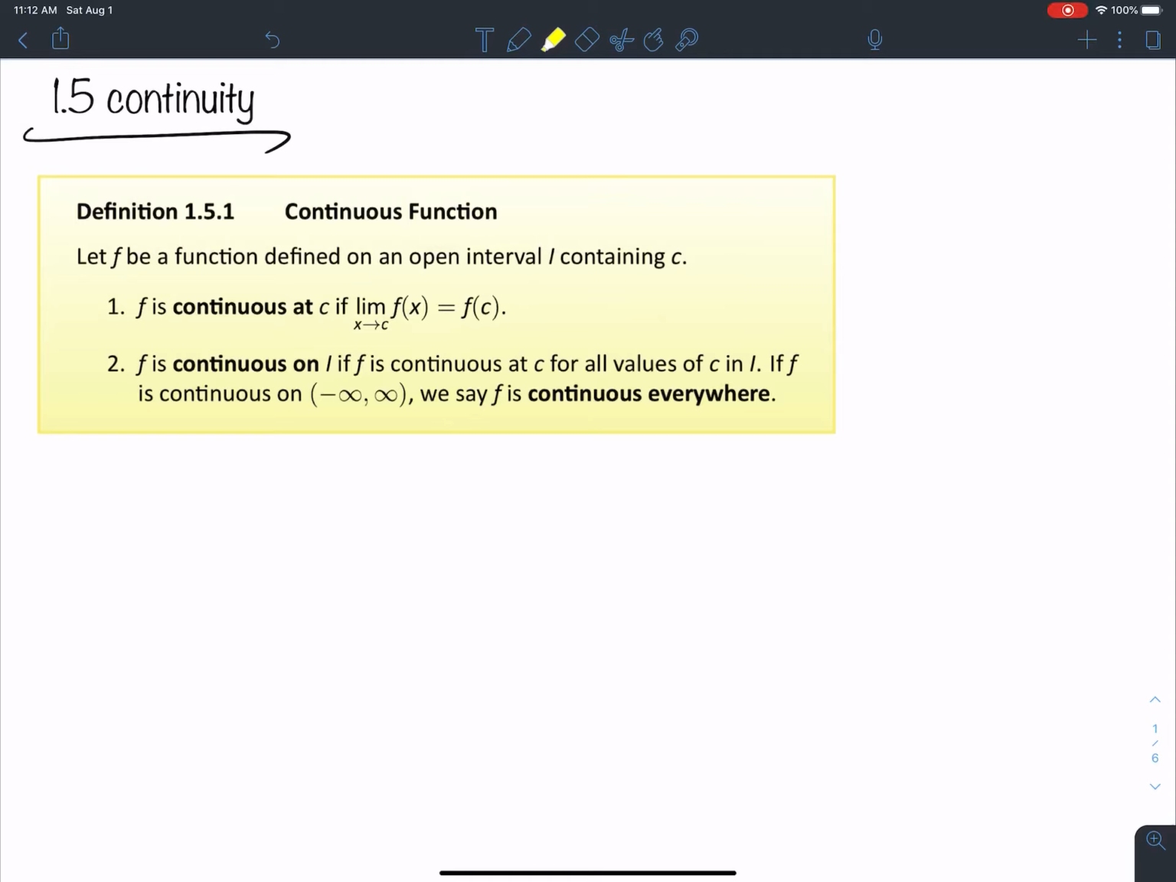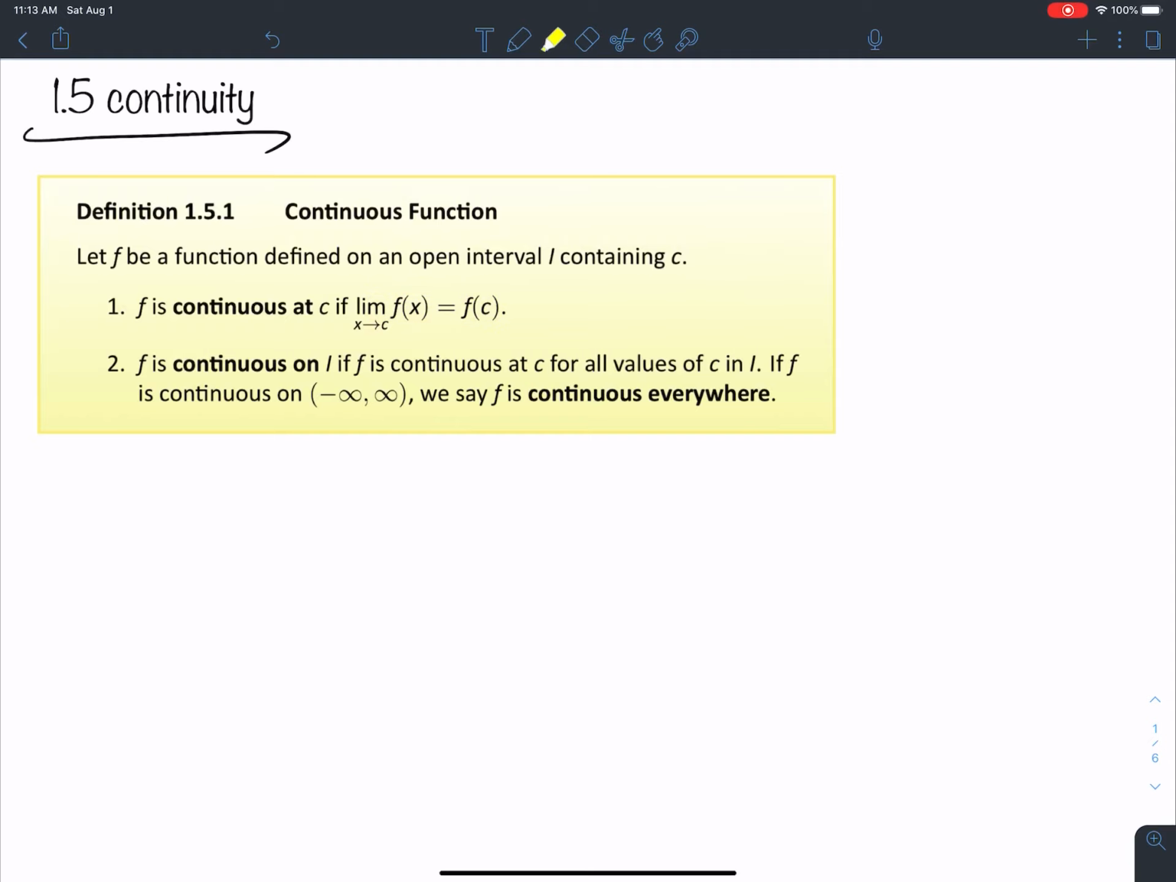Discontinuity, section 1.5. So we're going to start out with the definition of continuous function. Let f be a function defined on some open interval that has c on the interval. And there's two things. One, f is continuous at c if the limit as x approaches c of f of x equals the function output f of c.